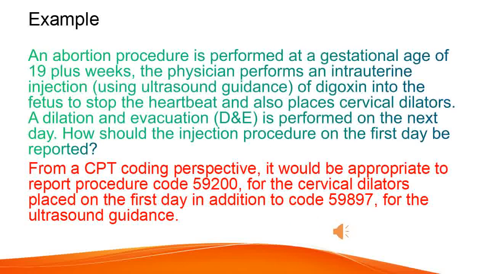An abortion procedure is performed at a gestational age of 19 plus weeks. The physician performs an intrauterine injection, using ultrasound guidance, of digoxin into the fetus to stop the heartbeat and also places cervical dilators. A dilation and evacuation, D&E, is performed on the next day.